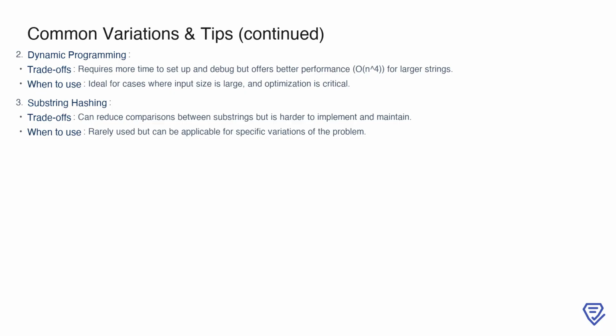Another potential method is substring hashing, which can reduce comparisons between substrings by generating unique hash values. However, this approach is significantly harder to implement and maintain, making it less common for this problem. It's typically only used in specific variations where hashing provides a clear advantage. Overall, understanding the trade-offs between different approaches will help you choose the right strategy based on the problem constraints and input size, ensuring you can effectively solve both standard and related variations of the Scramble string problem.